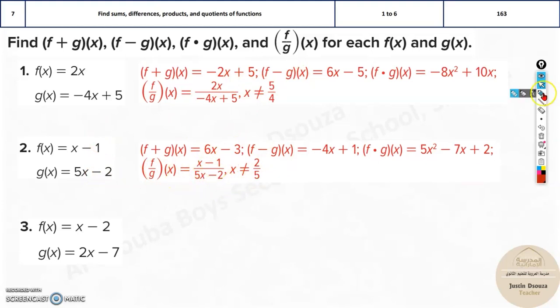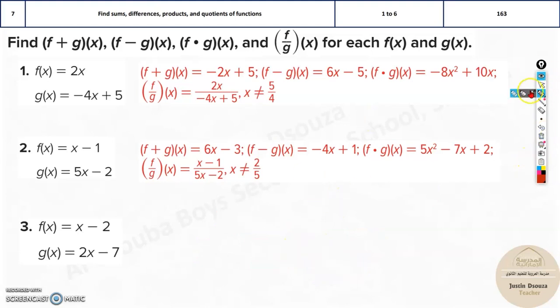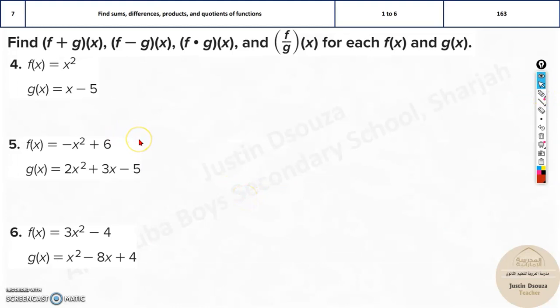Find the non-equal to sign, in the sense, when does this become undefined? It will be 5x equals 2, x should not be equal to 2 by 5. So that's how you find the undefined. Please try all of these by yourself and then check the answer.